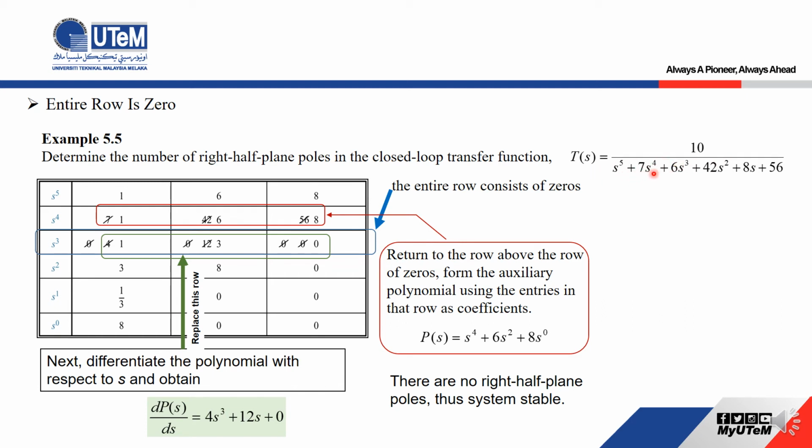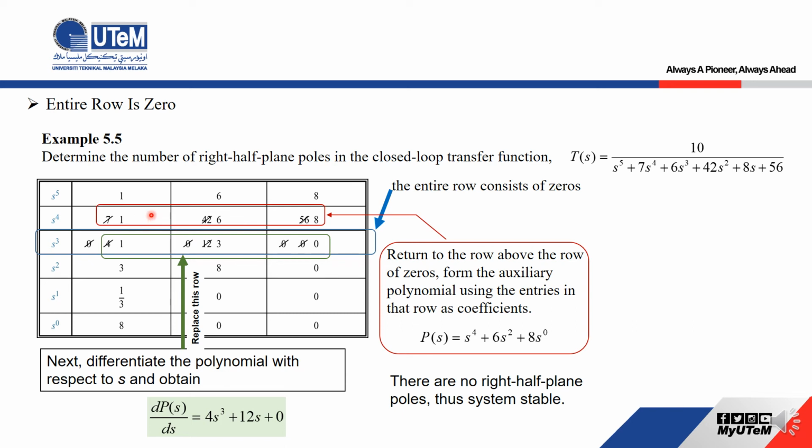For this case, for example, we have the system with T(s) equal to 10 divided by s to the power of 5 plus 7 s to the power of 4 plus 6 s to the power of 3 plus 42 s squared plus 8 s plus 56. Based on this closed loop transfer function, we take the denominator equal to 0 to represent the characteristic equation for the system. Based on this characteristic equation, we can fill the first two rows with the odd and even coefficients.